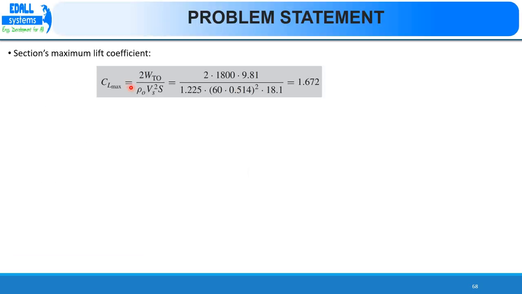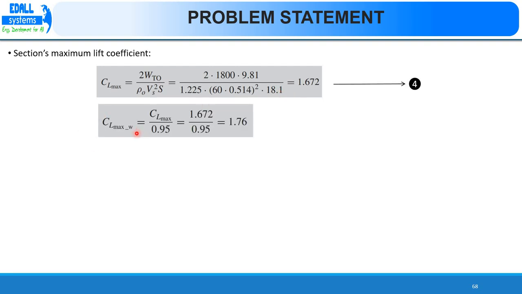Next we'll solve maximum lift coefficient CLmax. Here weight, as we know, it's m into g. So mass value is given and g value is 9.81, and density at sea level is 1.225. The stall speed is also given, it's 60 knots. To convert knots into meter per second, multiply 60 into 0.514, and we know the wing area, it's 18.1. Solving this equation, you will get maximum lift coefficient as 1.672.